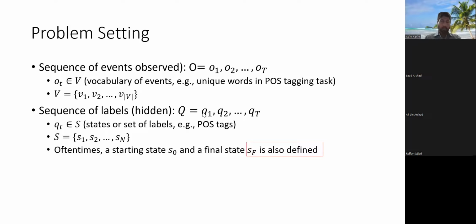As we will see later on, usually we will define a starting state or label as well as an ending label. This is usually S0 and SF. So the rest were S1, S2, S3 to Sn, and you also have an S0 and an SF. So the start of a sentence, for example, and the end of a sentence. These two labels are also defined. So in this case, the total tag set size would be N plus 2.